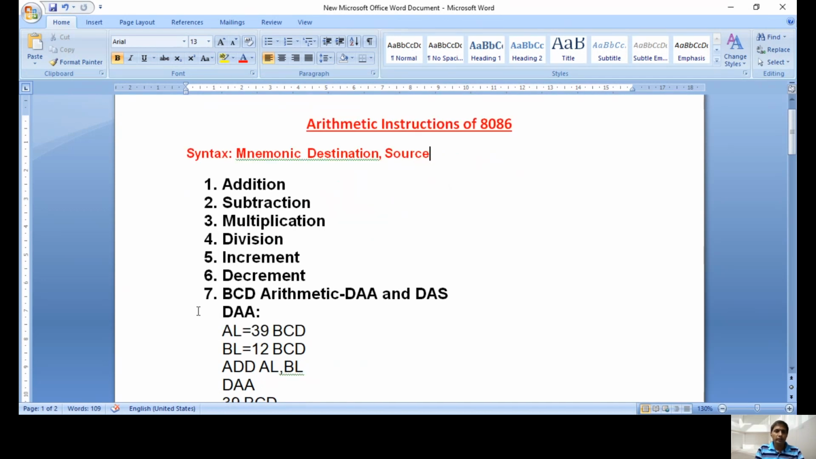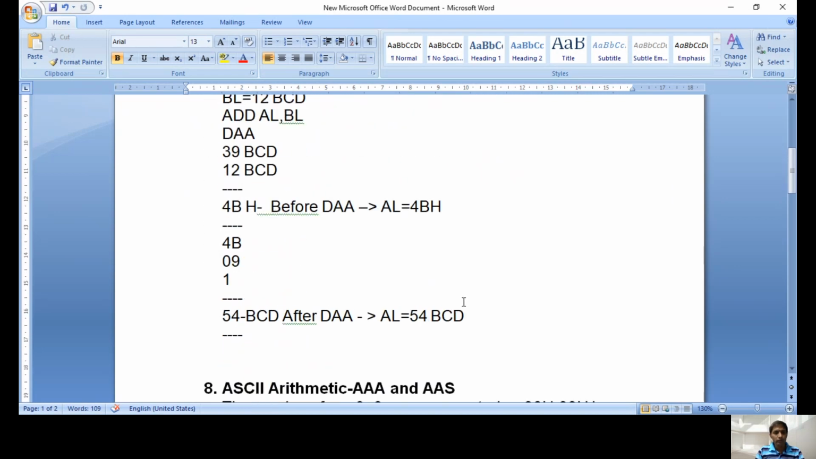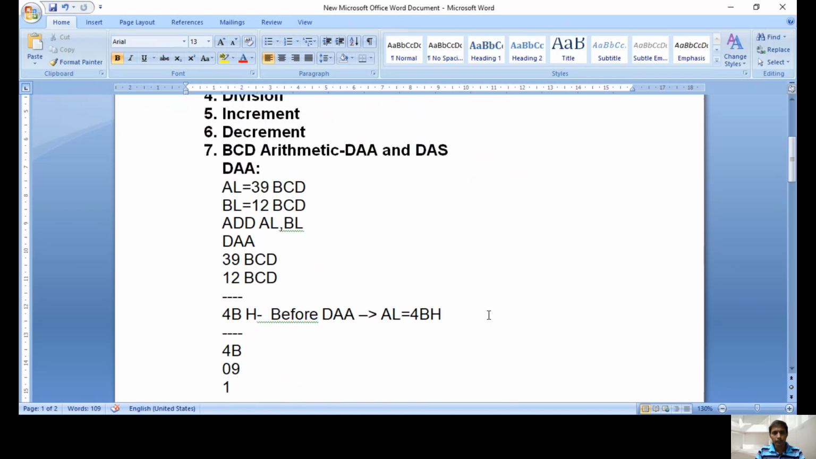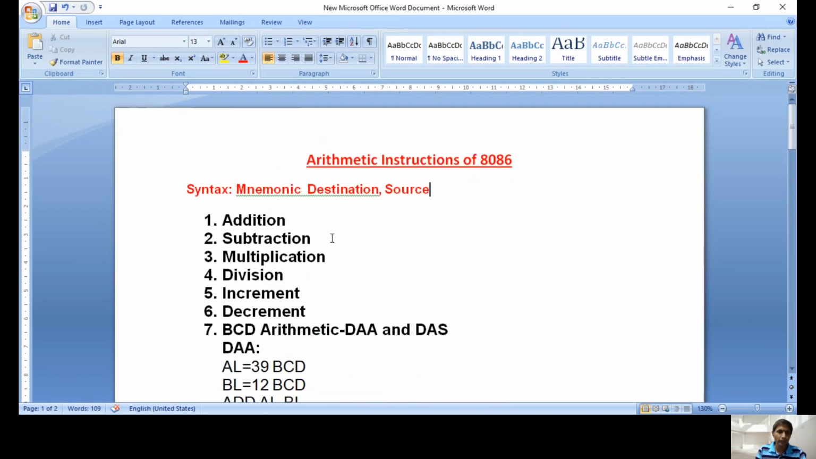So let us see, the various arithmetic instructions are addition, subtraction, multiplication, division, increment, decrement, and BCD. In BCD, we also have DAA and DAS. Similarly, ASCII arithmetic has AAA and AAS. So all these instructions come under arithmetic. Let us see in detail the functioning of each instruction.